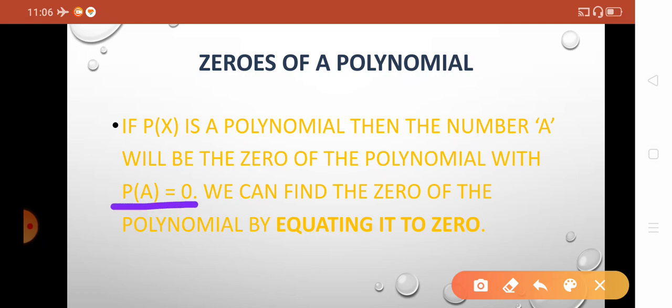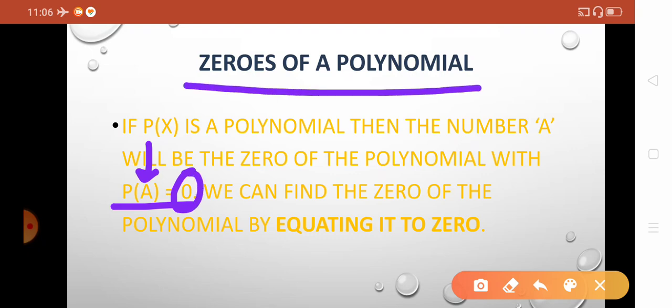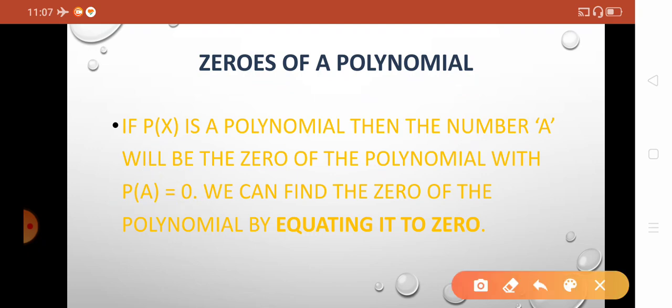So here p(a) is equal to 0 is written. Why? Because this number a has made the polynomial equal to 0. That means the number that changes the polynomial to 0 is known as the zero of the polynomial. We can find the value by putting in values of our choice, that is the hit and trial method, or you can find the zero of the polynomial by equating it to 0.